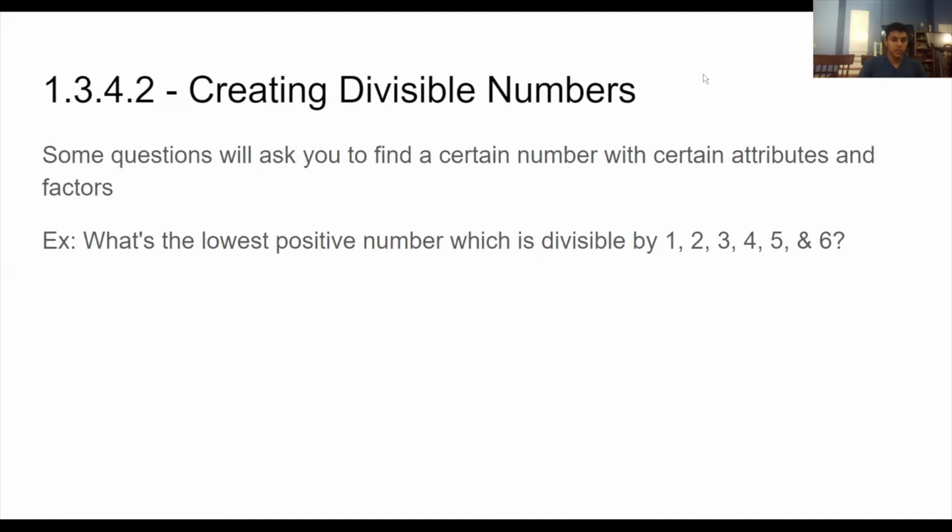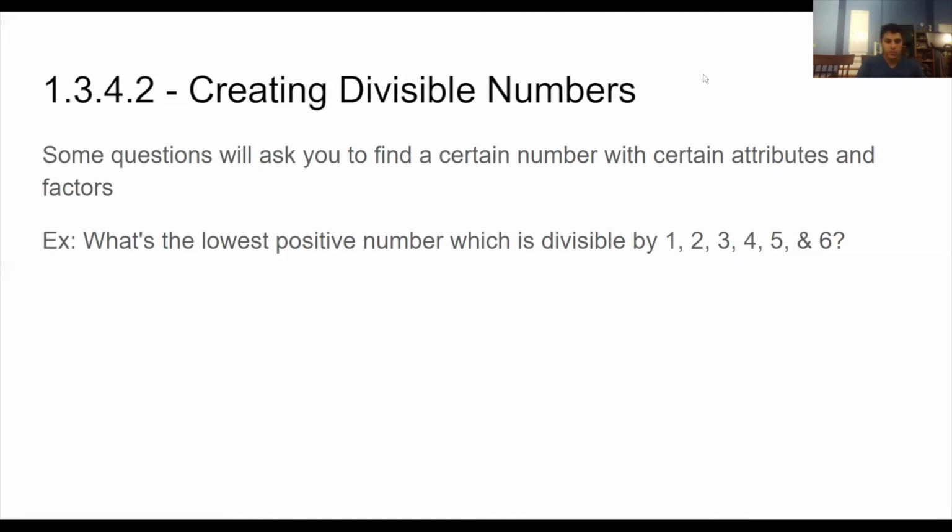So the last thing that you need to know for number theory meet 1 isn't really a concept or formula or equation. It's more about a type of question. This type of question is really unique, which is why I thought I'd go over it. That question deals with creating divisible numbers. Some questions are going to ask you to find certain numbers with certain attributes and factors. And so here I have an example question which fits that category.